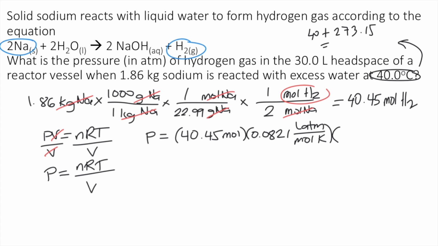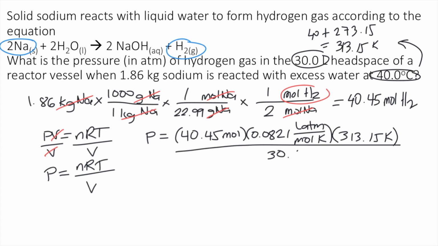what is that equal to? That's equal to 313.15, and this is in Kelvin. So this is the temperature that you are plugging into your ideal gas equation formula. Divided by the volume in the problem, which is 30 liters, 30.0 liters. So let's look at how the units cancel out. So the moles cancel, liters cancel, Kelvin cancels. So the remaining unit is atm, which is indeed the unit of pressure.